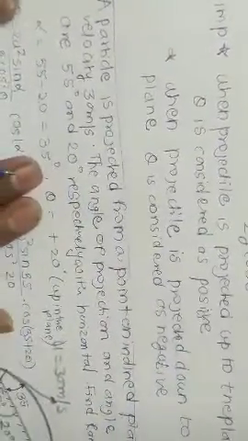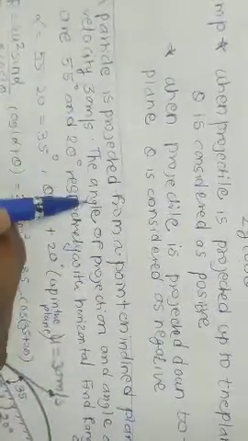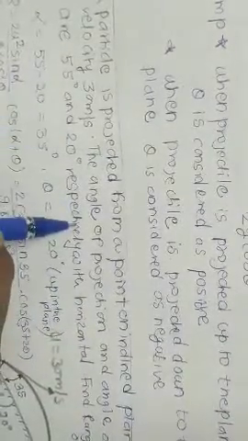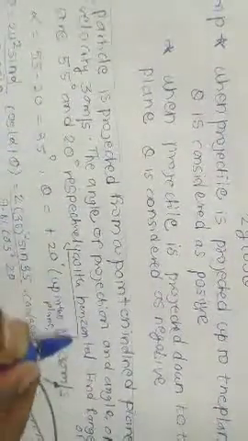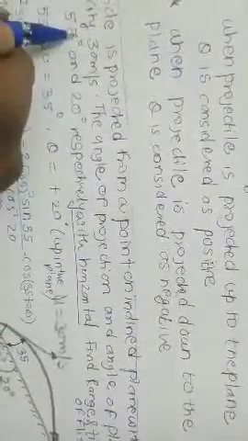The problem statement is: a projectile is projected from a point on an inclined plane with velocity 30 meter per second. The angle of projection and angle of plane are 55 and 20 degrees respectively with the horizontal. Remember, with the horizontal. Find the range and the time of flight. The angle of projection is 55 degrees with the horizontal. The velocity of the projectile is given as 30 meter per second.